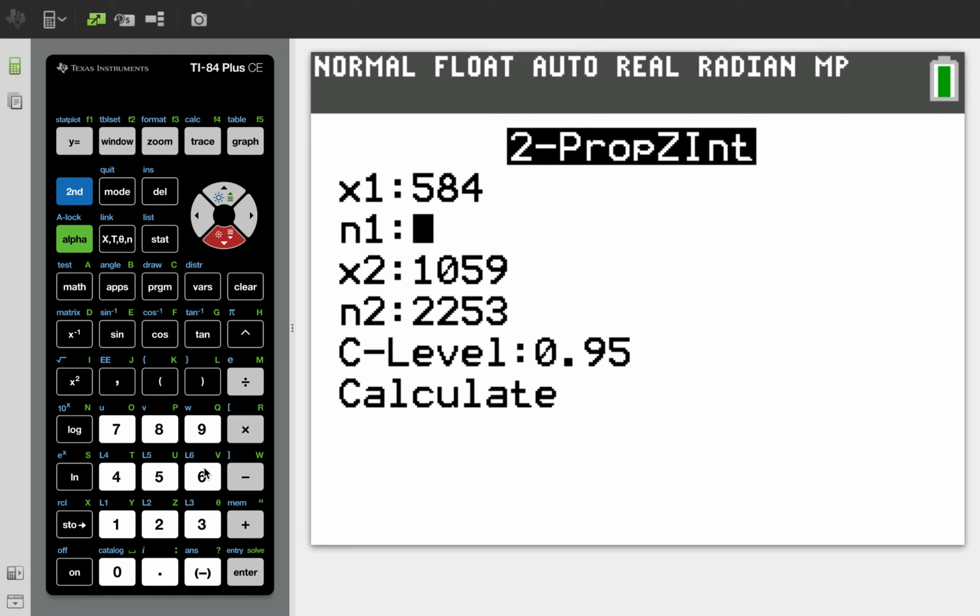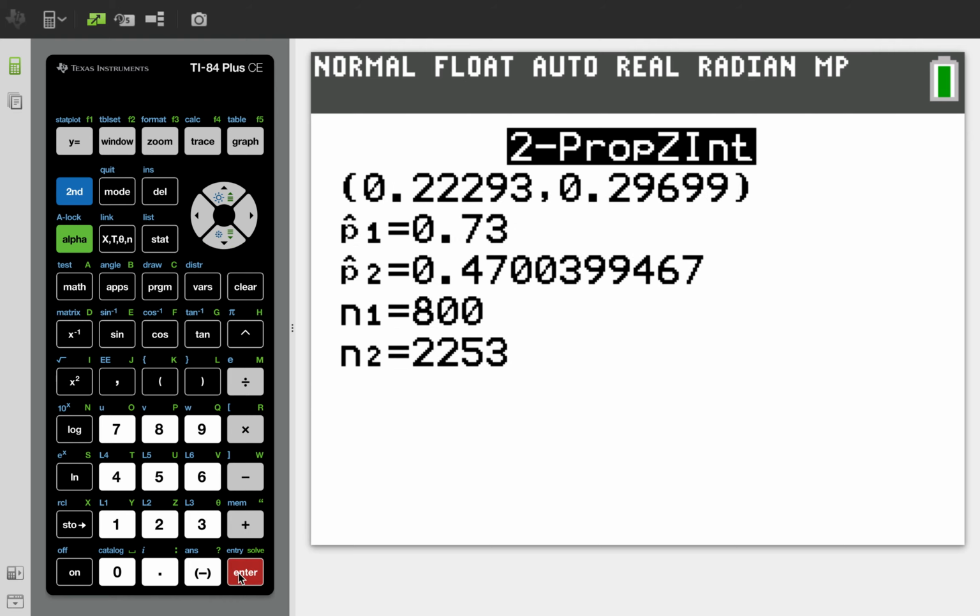Oh, I know what happened. This got erased. So this must be 800. Just remember that you want to round your number of successes to the nearest integer.